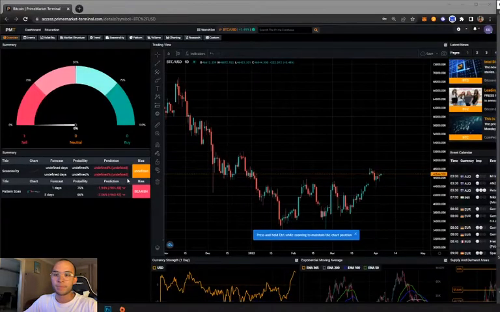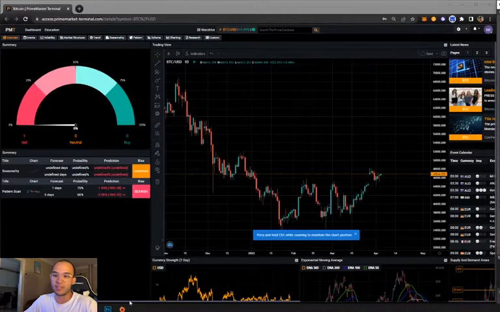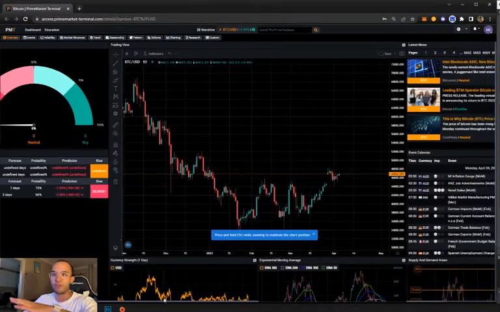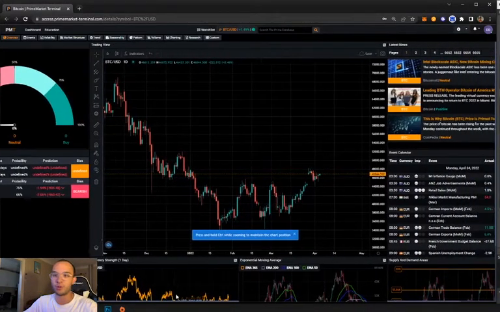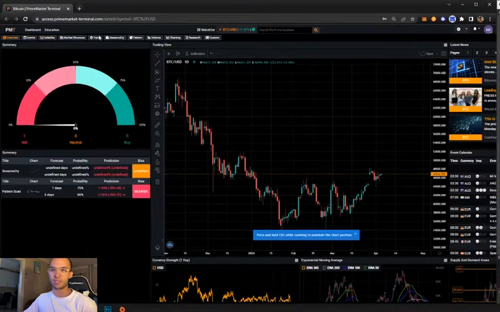So here we see the overview tab. As the name suggests, it's an overview of everything that we'll be seeing in that top column. We've just got the general summary here. This is what I'm assuming it's saying we should do. If it's pointing towards sell, then more than likely all the analysis that we're going to see across these tabs is going to be bearish.